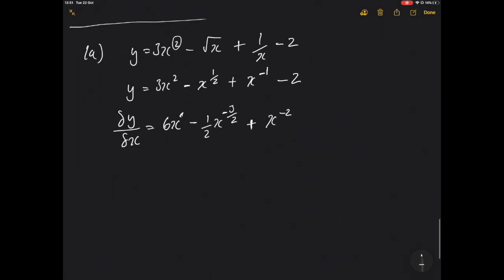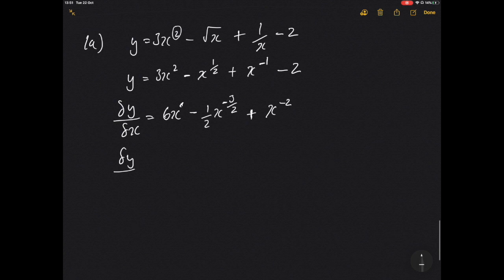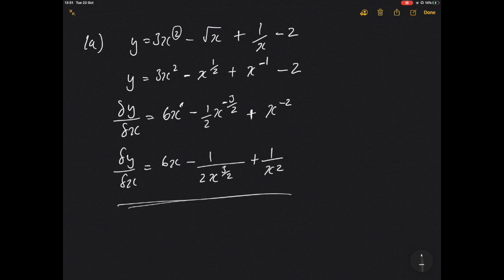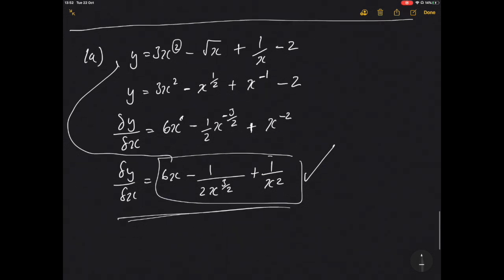And what we can then begin to do is just tidy this up a little bit. So we'd say that dy by dx equals 6x minus 1 divided by 2x to the 3 over 2, because remember our negative swaps it, plus 1 over x squared. And that would be our answer. So this expression would describe what the gradient or the local gradient of that curve is.